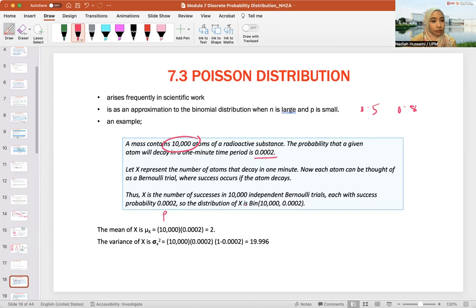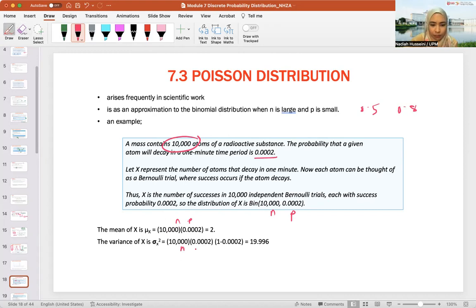So the distribution of X is binomial, 10,000. This is your N, and this is your P. Basically, it's the same thing, except your N is super large and your P is super small. So the mean of X is mu, or EX, equals NP, same equation as binomial. And the variance of X is the same equation as binomial, so far that we're talking about.